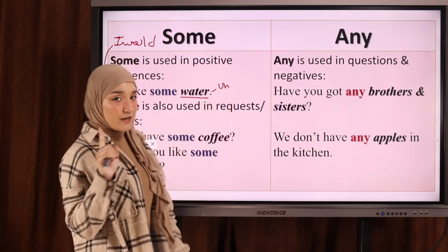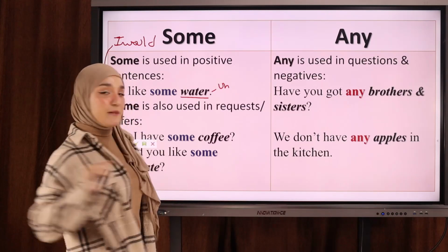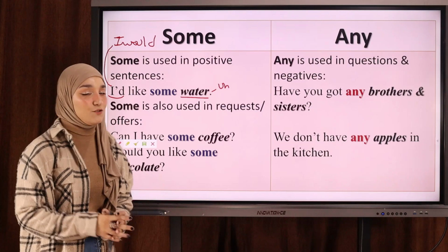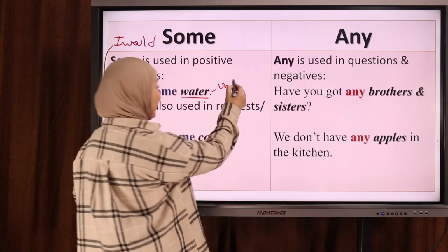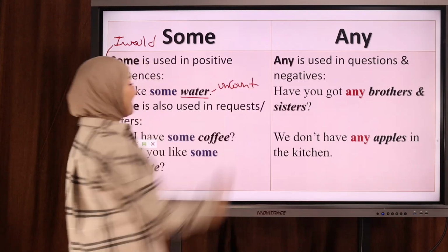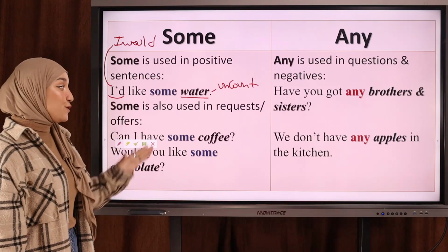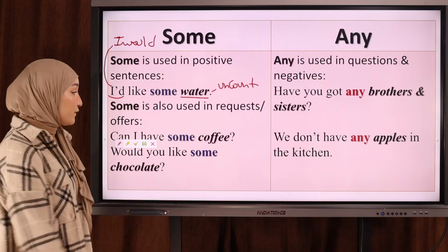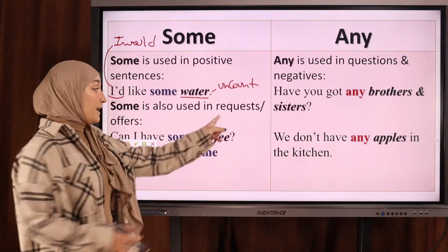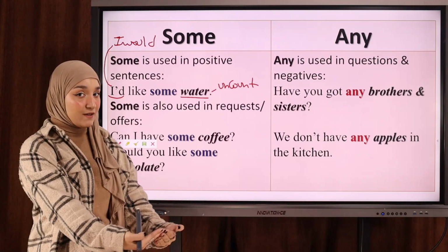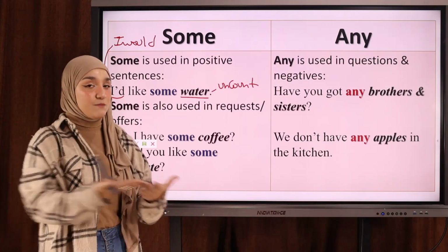Okay? I have water here. Is it countable or uncountable? هل water من الأشياء القابلة للعد أو الغير قابلة للعد؟ Did you say غير قابلة للعد? Yes. Uncountable. Okay, it's an uncountable noun. Some is also used in requests and offers. يمكننا أن نستعملها عندما نقوم بطلب, okay, or offer, عرض, okay. أطلب شيء أو أقدم شيء, okay.